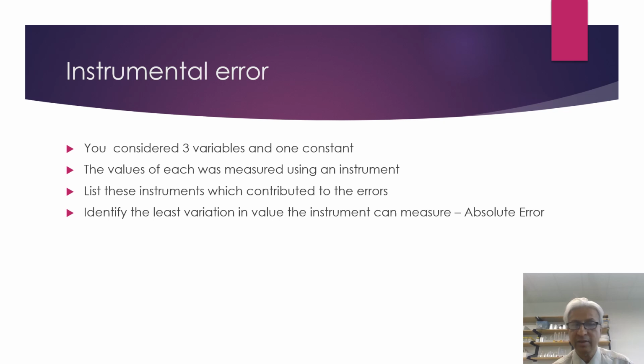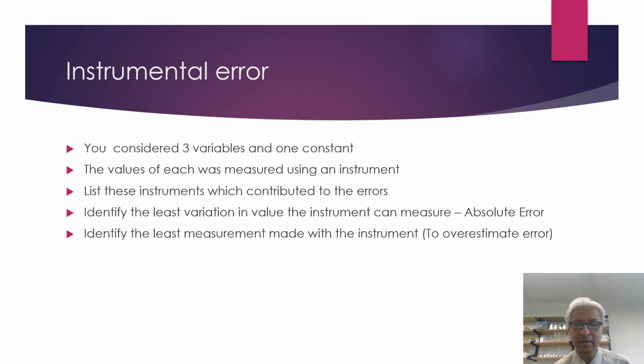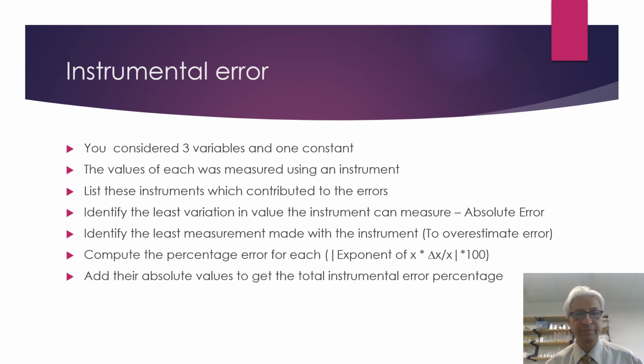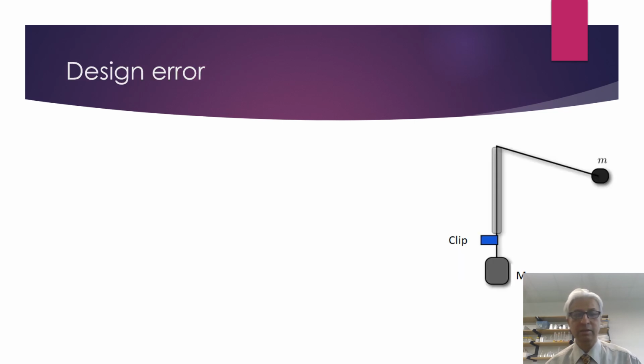Identify the least variation in the value that the instrument can measure, which is called the absolute error, and then identify the least measurement you made with that instrument and divide by that to overestimate the error. You know how to calculate the percentage error as the exponent of x times delta x over x times 100. Now add these absolute values to get the total. Now let's go to the design error.